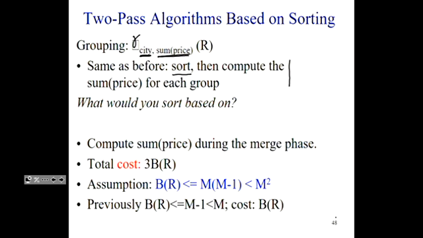So what would I sort based on? City, right? I want all the tuples corresponding to a given city to be together so that I can collapse them to give one value. So in order for that to really benefit me, I should sort by city, and then I would use that to compute the sum of the prices.